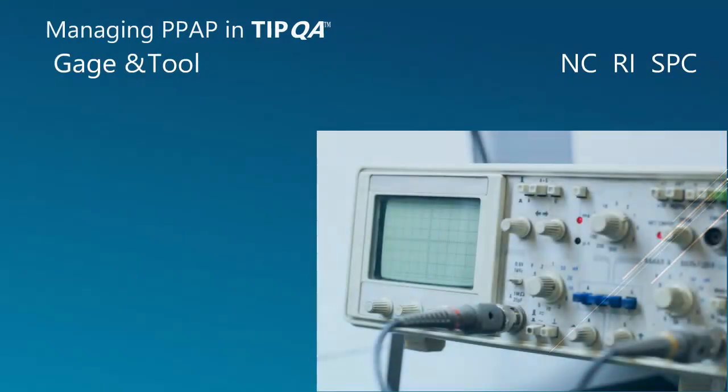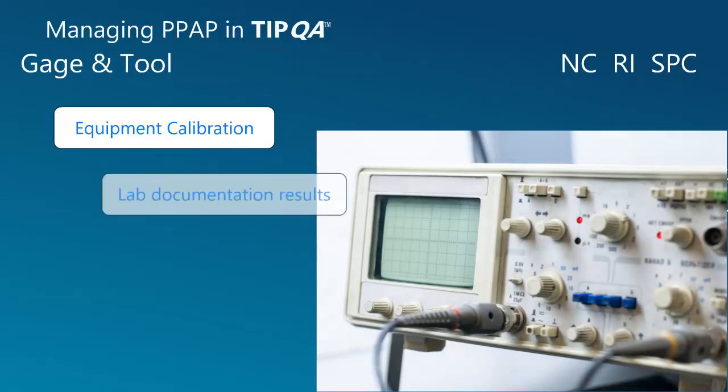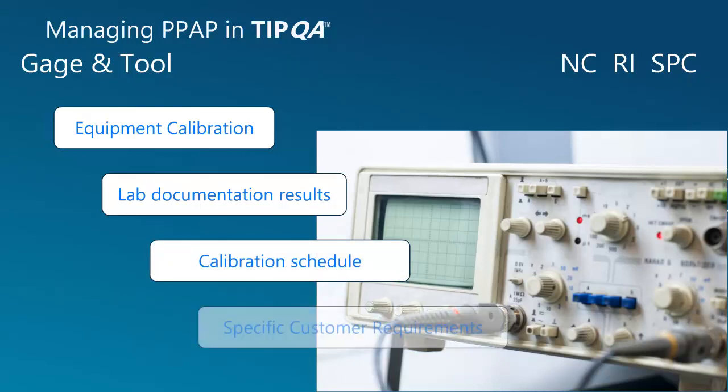Equipment calibration and maintenance can show up in several of the PPAP requirements. Lab documentation and records used to carry out the performance tests can be managed in the Gauge and Tool module. Calibration schedules and tracing the maintenance on specialized equipment as may be required by your customer can be done in GT with the Preventative Maintenance feature.